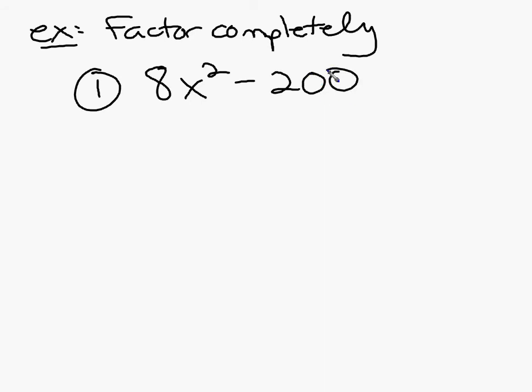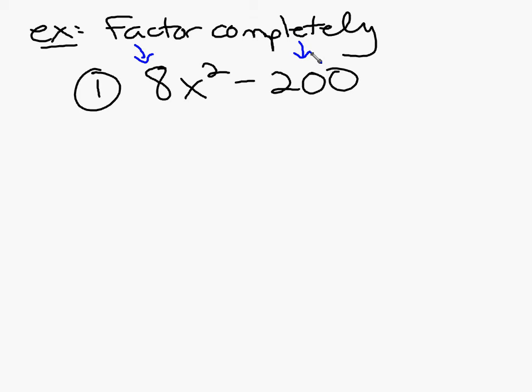8x squared minus 200. Now right away, do you see that it's only 2 terms instead of 3? So if it's only two terms, you can't do the product sum method, and you can't do backwards FOIL. You need to be thinking, is this a difference of two squares? Well, 8's not a perfect square, and 200 is not a perfect square. So then we think, can I take something out of both? Is there an 8 in both?